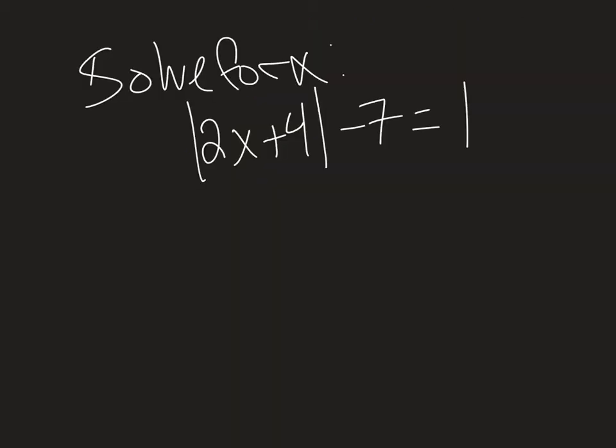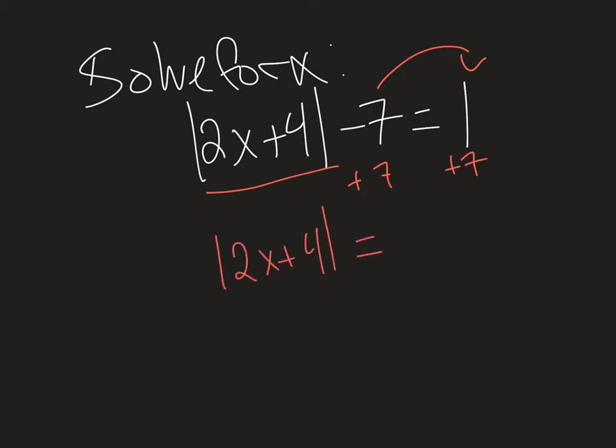So let's take a look at one that's more complicated than the absolute value of x equals 3. So I have an absolute value expression. I subtract 7, and I get 1. So the first thing I think we could do is probably move this 7 over by adding it to both sides. So absolute value of 2x plus 4 is equal to 8.